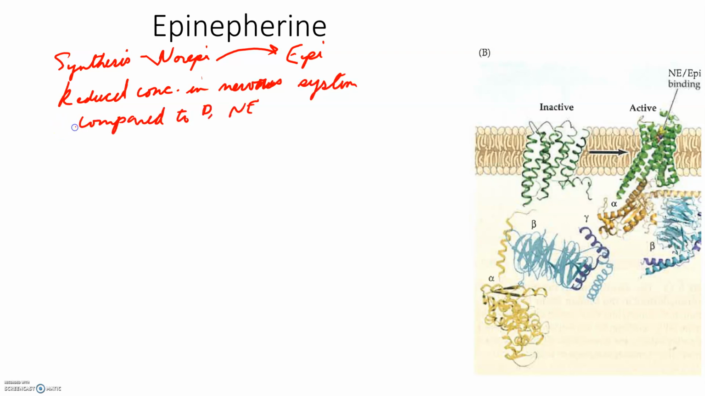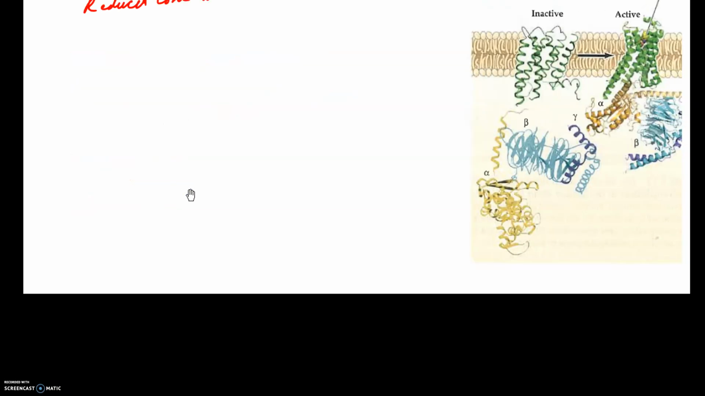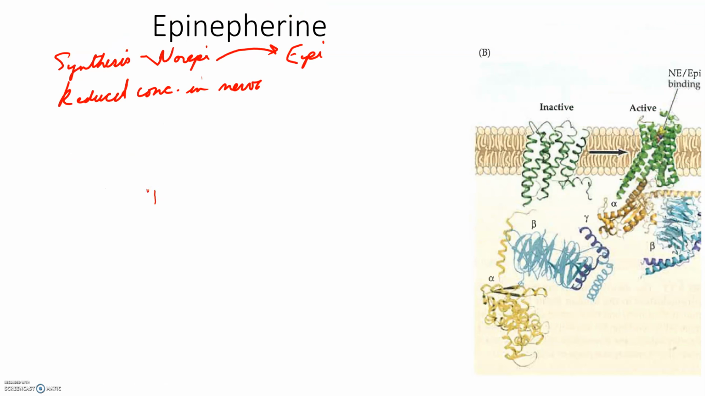The same VMATs are used as far as loading into vesicles, NETs can transport, so that's the same, and the receptors are the same as they are for norepinephrine. So there's both alpha and beta receptors and subtypes of those.